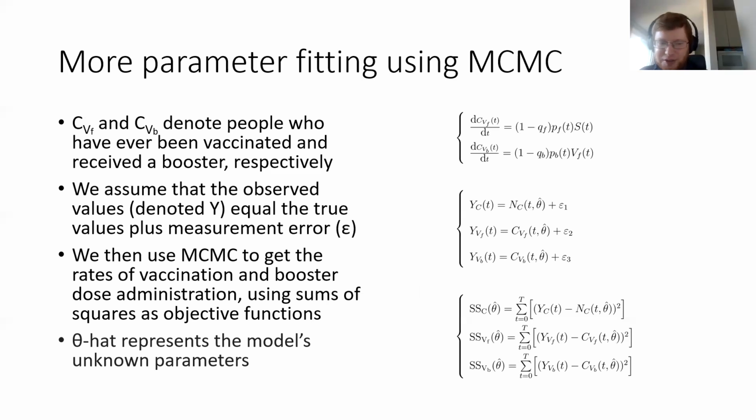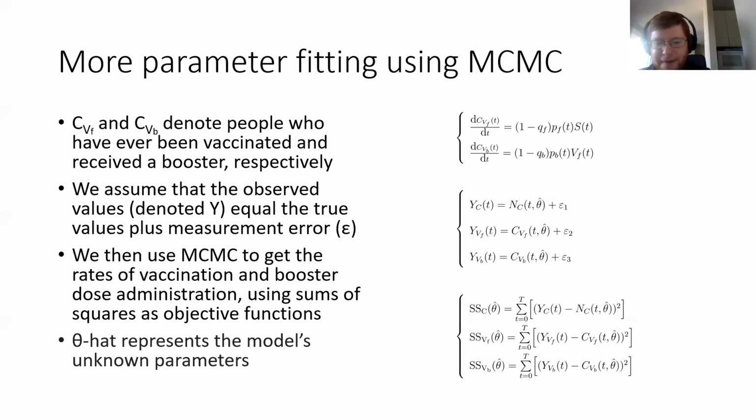So we used our data, which was also from these countries, because back in those days of the pandemic, everyone tracked all these things, right? And so we assumed that we use Markov chain Monte Carlo to get the vaccination and booster dose rates, as you can see here on the right hand side of the slide. I guess in the third bracket down here are just our objective functions.